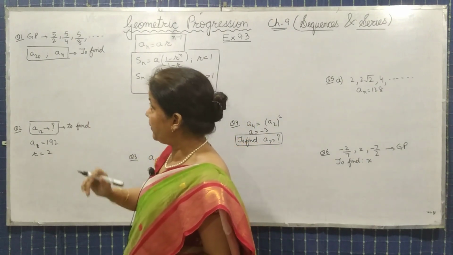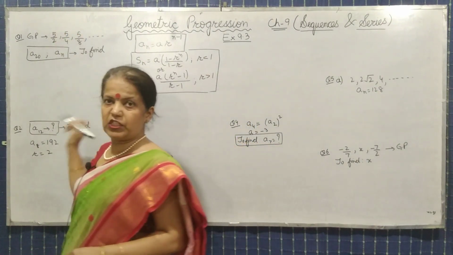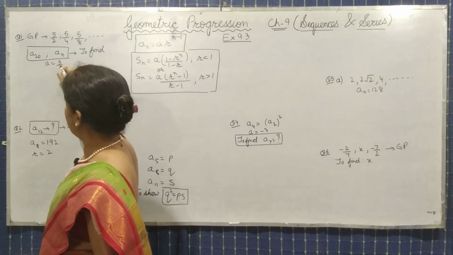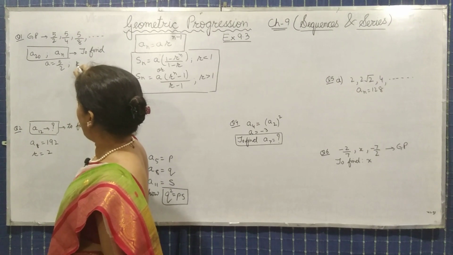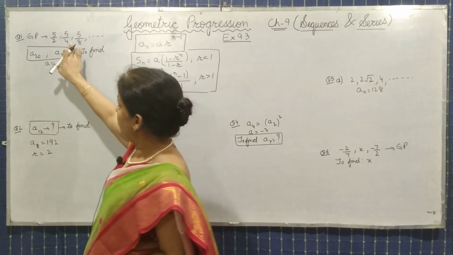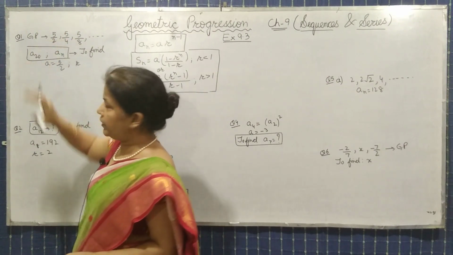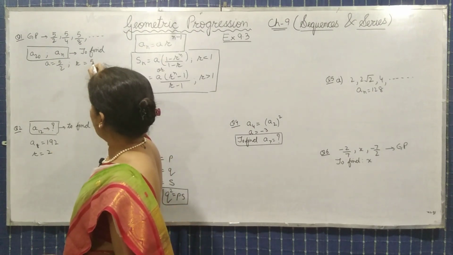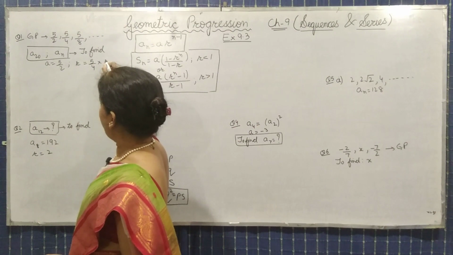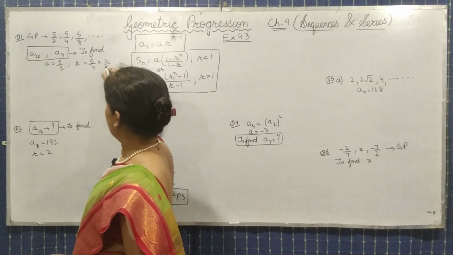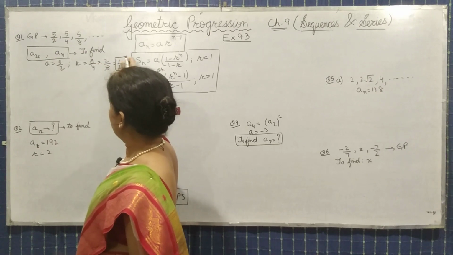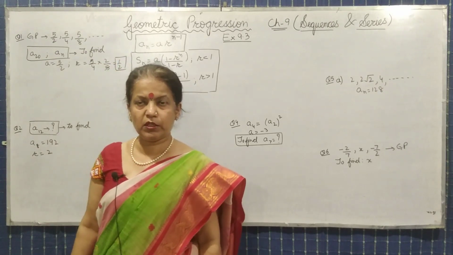So remember this thing. From this GP here a is 5 upon 2 and what about r? That is the common ratio. 5 upon 4 divided by the previous term, that is 5 upon 2. So it will come like this. So 1 upon 2 is the common ratio, isn't it?